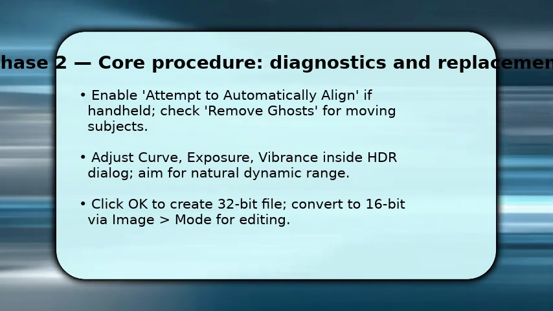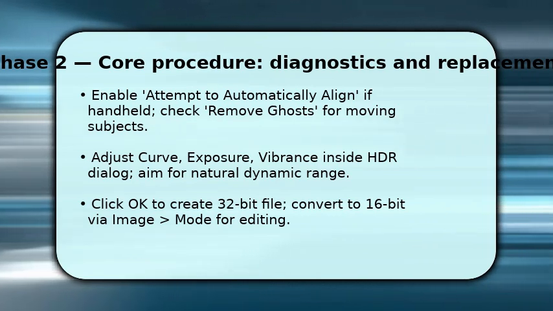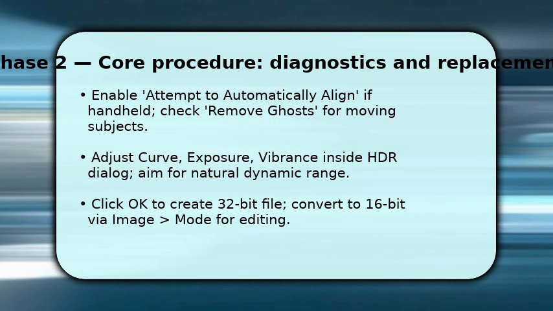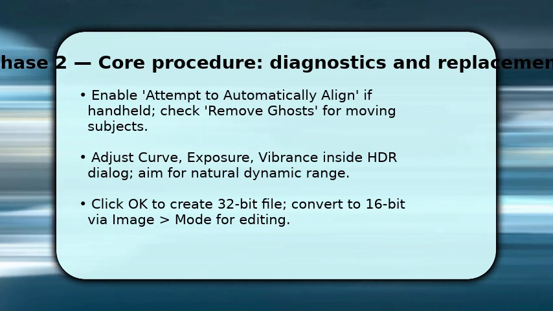Now you merge and begin tone mapping to control the scene's dynamic range. In the Merge to HDR Pro dialog, enable automatic alignment if you shot handheld and use Remove Ghosts to fix moving elements. Tweak the exposure, highlight, and shadow sliders, plus the curve and vibrance. You're shaping the realistic look while protecting detail.